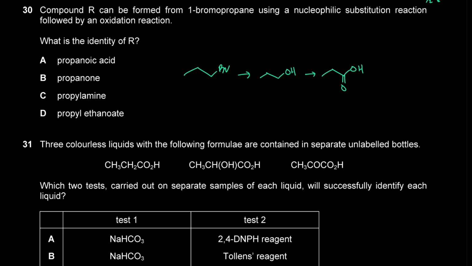1-bromopropane using a nucleophilic substitution reaction, right? If I react 1-bromopropane using NaOH aqueous, and heat under reflux, I get a nucleophilic substitution reaction. That's the hydrolysis of 1-bromopropane to get propan-1-ol, and then propan-1-ol can be oxidized using acidified manganate(VII) or acidified dichromate(VI) and heating under reflux, to form the carboxylic acid, that is propanoic acid. So the answer is A.